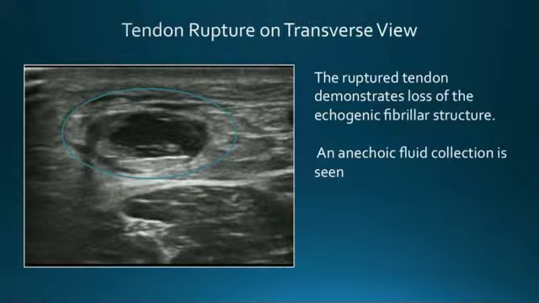A tendon rupture on transverse view demonstrates the loss of the echogenic fibrillar structure. An anechoic fluid collection is seen here.